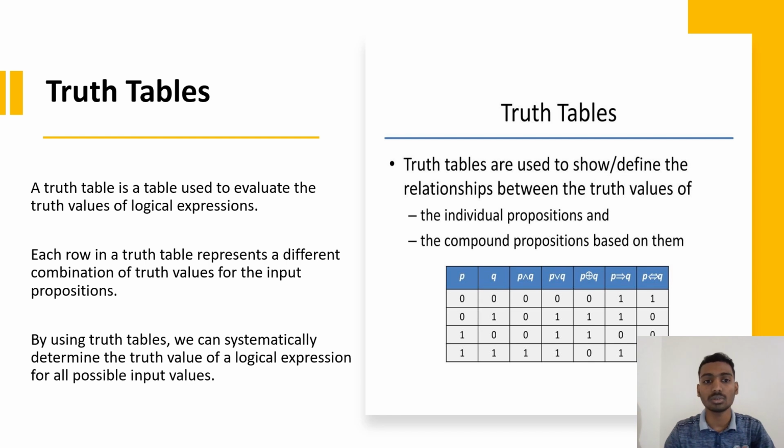Truth table. A truth table is a table used to evaluate the truth values of a logical expression. Each row in the truth table represents a different combination of truth values for the input propositions. By using a truth table, we can systematically determine the truth values of a logical expression for all possible input values. In this table we can see many zeros and ones, where 0 represents the false value and 1 represents the truth value, that is true.